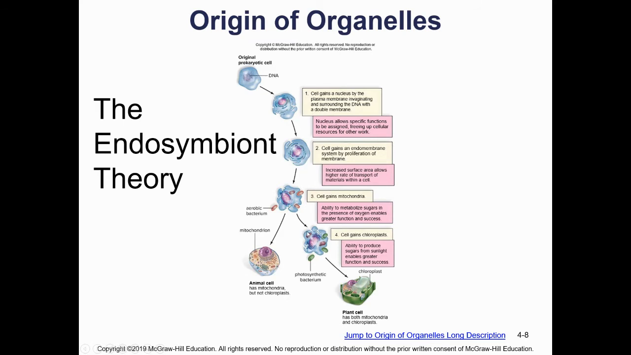And similarly with the chloroplast, if a bacteria engulfed a bacteria that was photosynthetic, that bacteria would now have two membranes, and it would be able to rely on the photosynthesis from this bacteria to get glucose. It wouldn't have to eat anymore. It could just use this guy to get all its food.